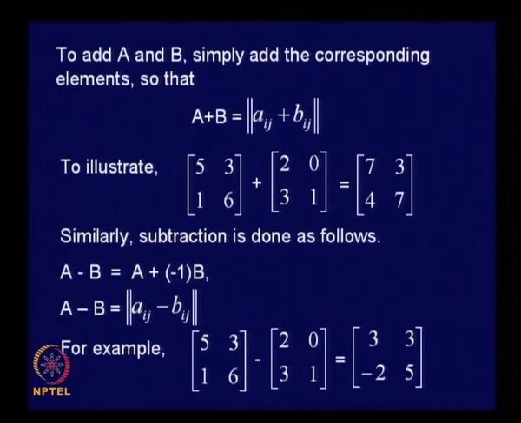Let us consider the same set of matrices 5 3 1 6 and 2 0 3 1, where one is subtracted from the other. So, simply we subtract: 5 minus 2 is 3, 3 minus 0 is 3, 1 minus 3 is minus 2, 6 minus 1 is 5, clear.